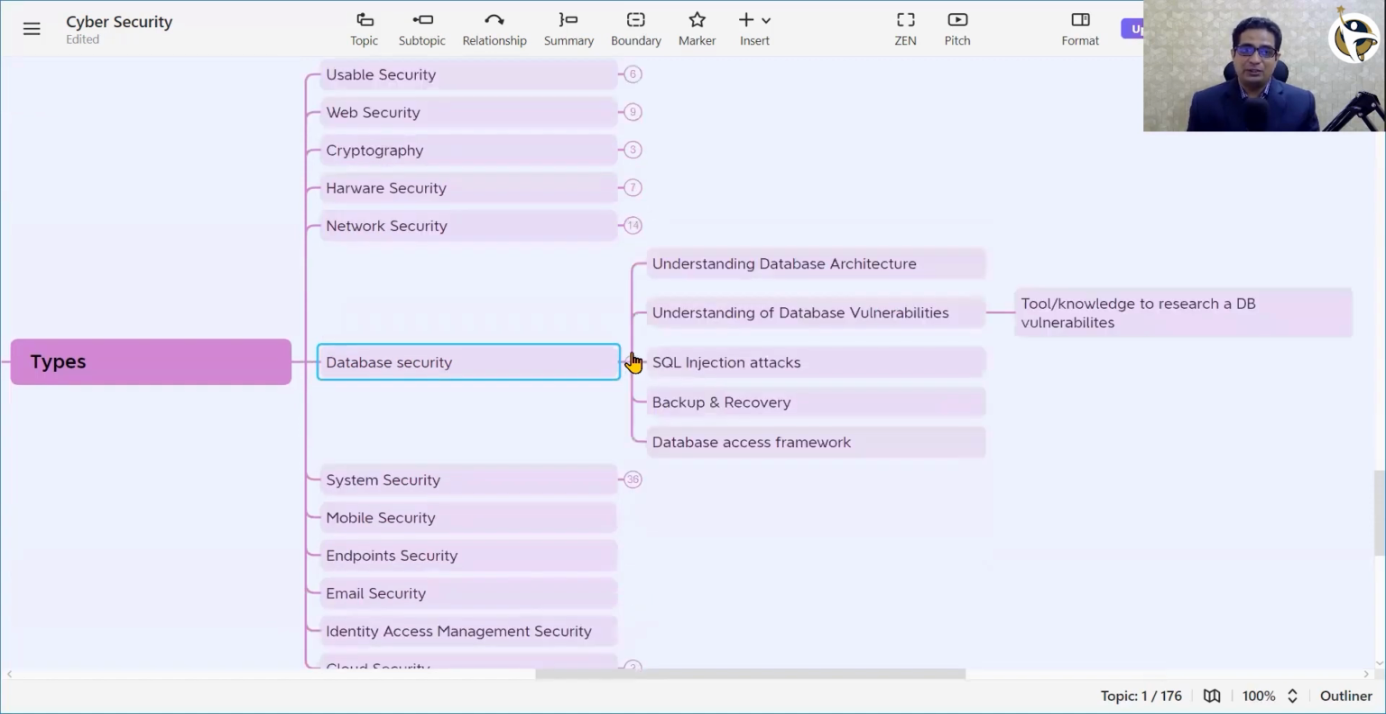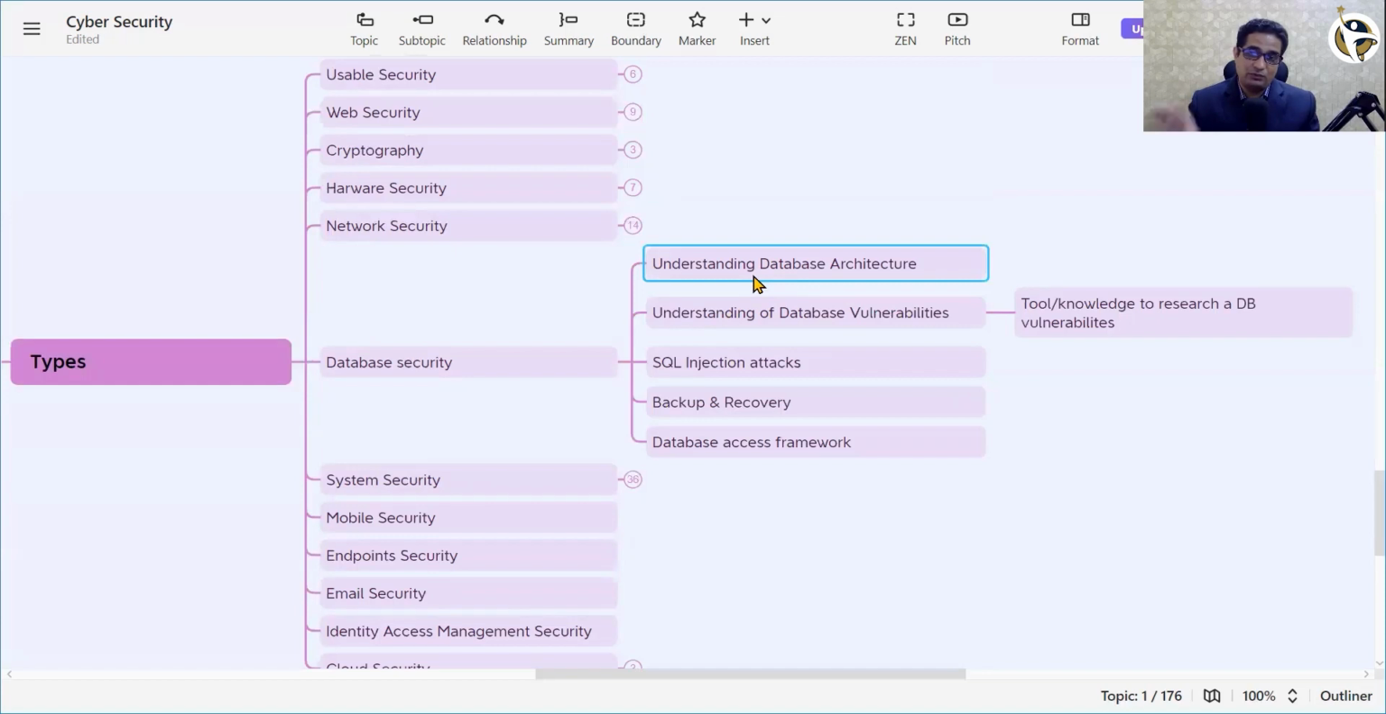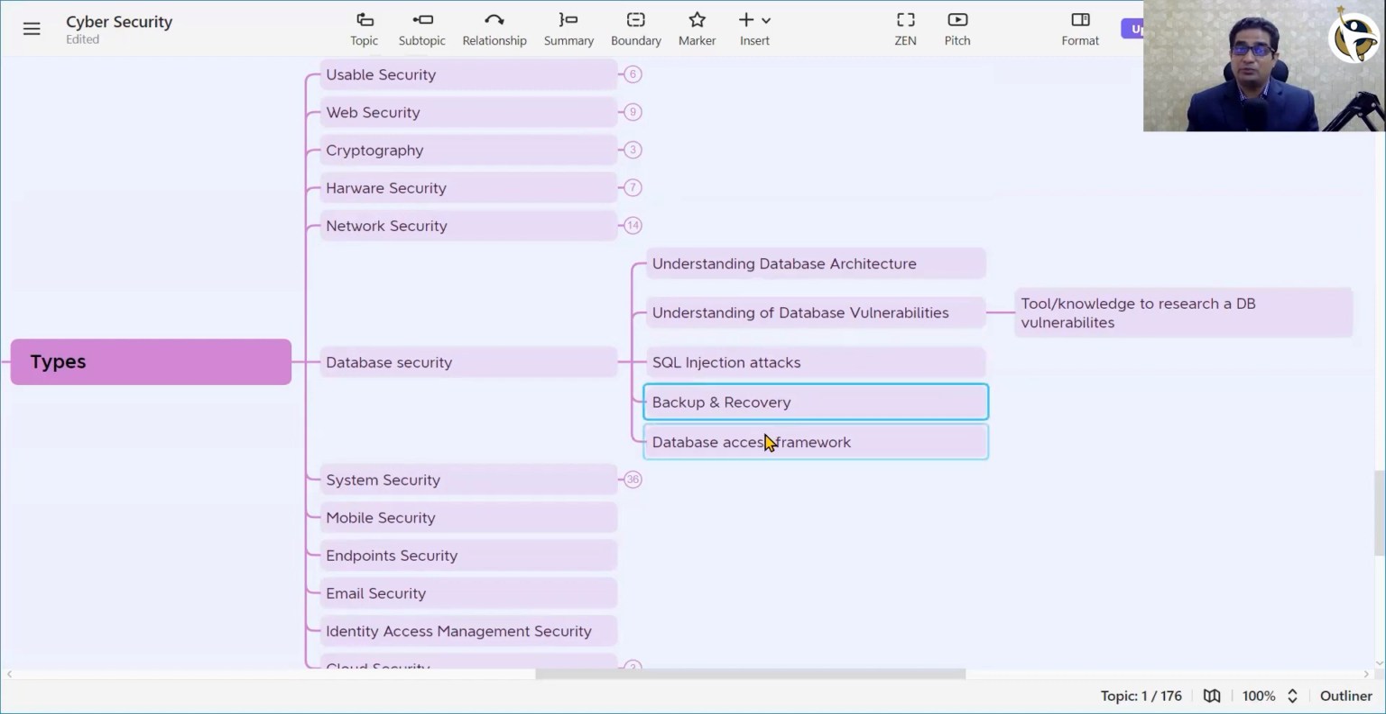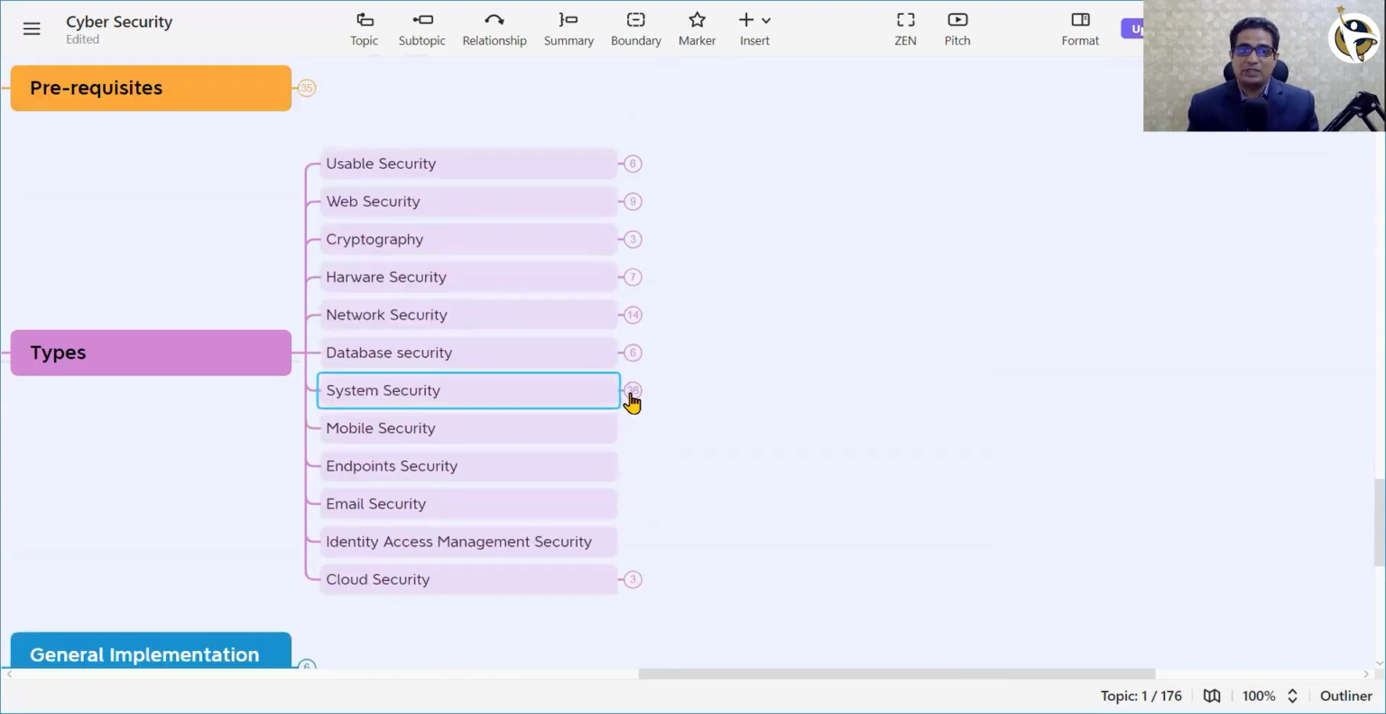Now coming to another crucial part, which is the database. When you work in the software industry, most of the time data is maintained inside a database. So you need to know the architecture of the database in a better way, so that you will be in a good position to fix anything related to security. Then understanding database vulnerabilities: tools and knowledge to research database vulnerabilities, so that you will be in a good position to control those vulnerabilities and possible attacks. Then SQL injection attacks, backup and recovery, and database access framework. These are the things related to database security you need to know as part of your cyber security career.